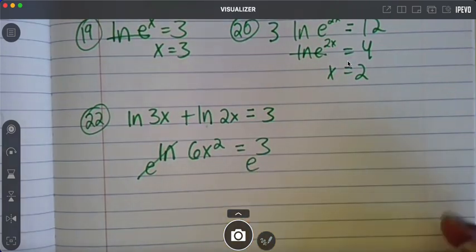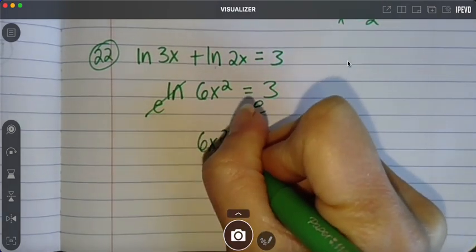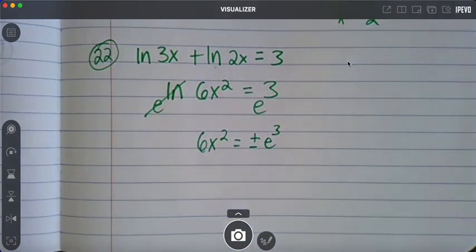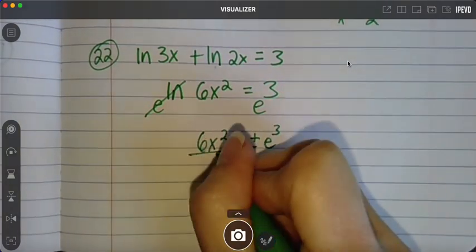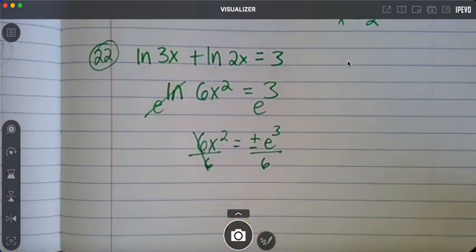So let me write that step. 6x squared equals plus or minus e to the third. Then what? Square root. Well, we're going to square root right after I do one more thing, though. Oh, I see it. Divide by 6, and then we square root.